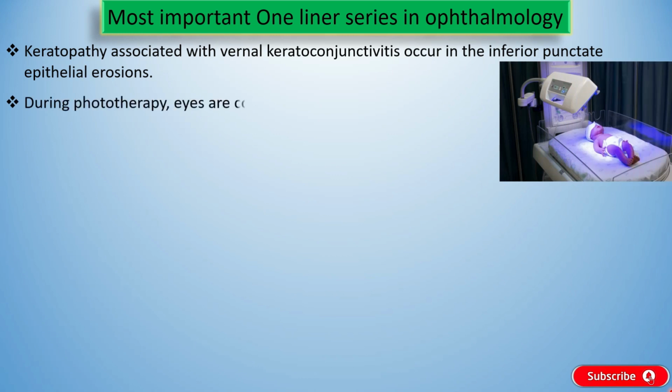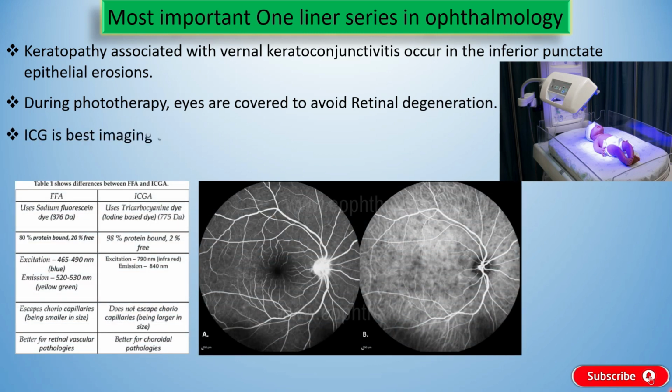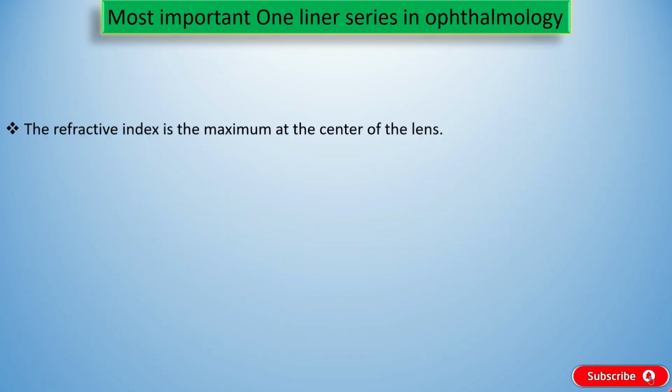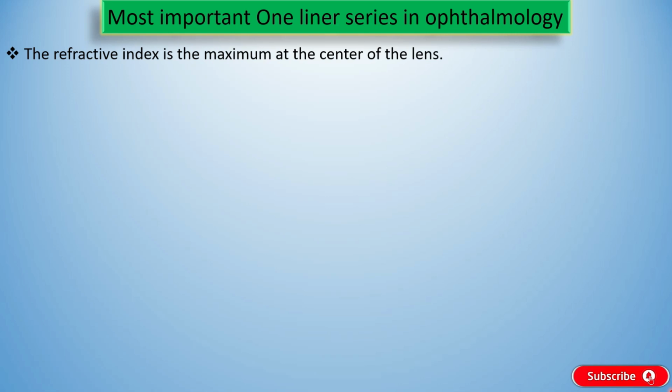During phototherapy, eyes are covered to avoid retinal degeneration. ICG is the best imaging tool for choroidal vessels, while FFA is the best for retinal vasculature. The refractive index is maximum at the center of the lens.